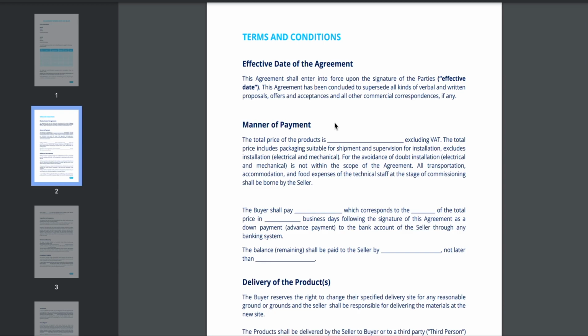The manner of payment. This section outlines how the payment for the goods or services will occur. It specifies the total price and how it should be paid, including the down payment, the advanced payment, and the final balance. It also notes that certain expenses related to the technical staff accommodations and food during commissioning are the seller's responsibility.